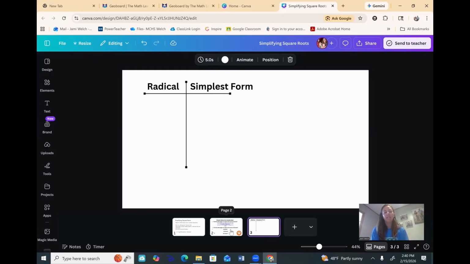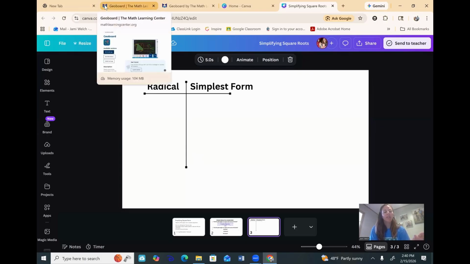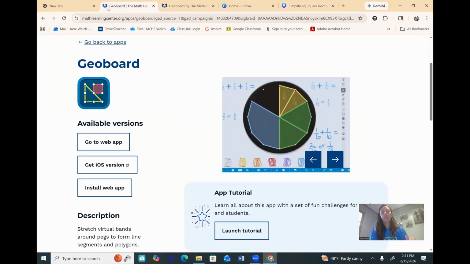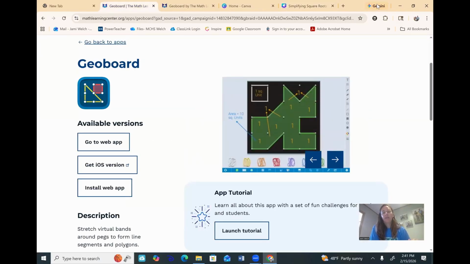So where they can write the radical expression and then the simplest form that we found using the geoboard will really help solidify that and bring those connections together. So we're going to start. Remember, this is what I would give students. We're going to start with finding a side length of a square with area of 9.